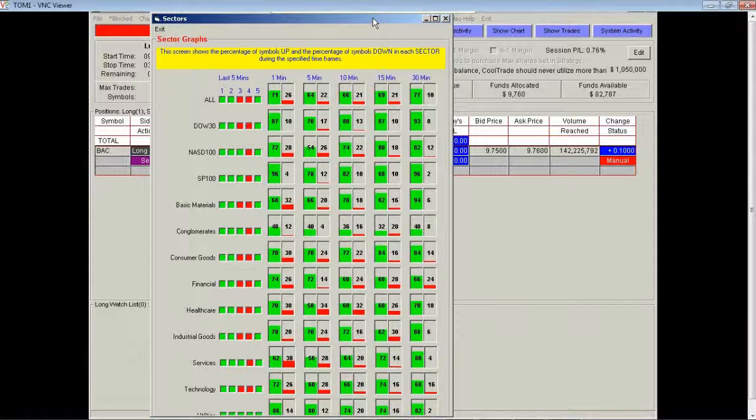The sector graph is one of those features that I really enjoy looking at, because what this does is it gives you the percentage of stocks up versus the percentage of stocks down minute by minute during the trading day. So 1 minute before the close, 71% of all stocks were up and 26% were all down. And the balance between those two were unchanged. From the previous minute. So it gives you 1 minute, 5 minutes, 10 minutes, 15, and 30.